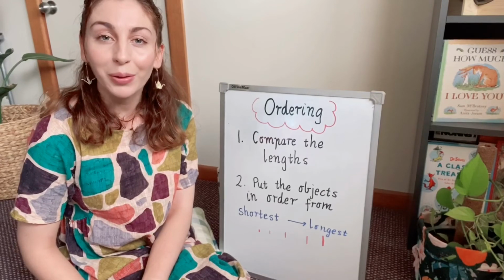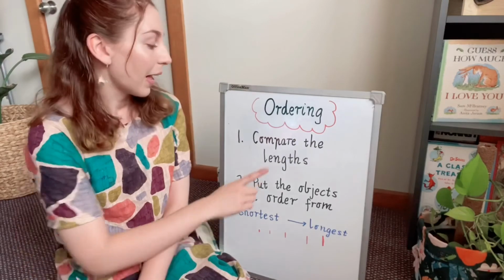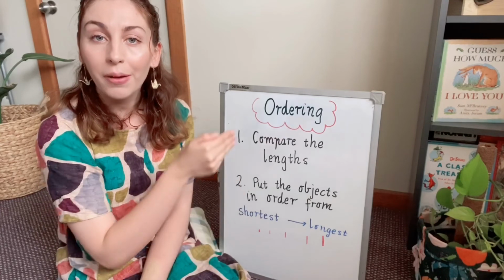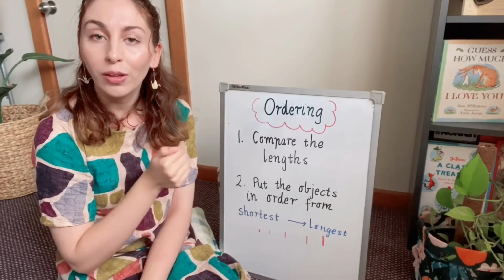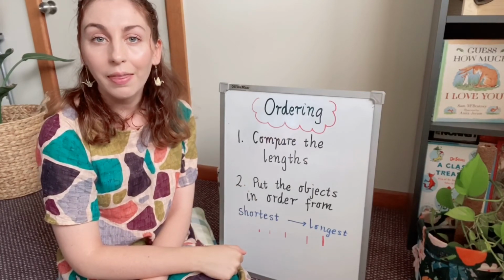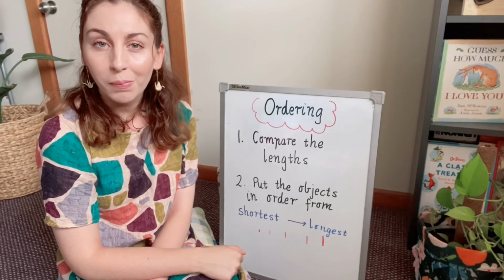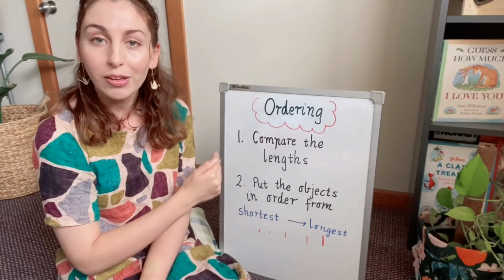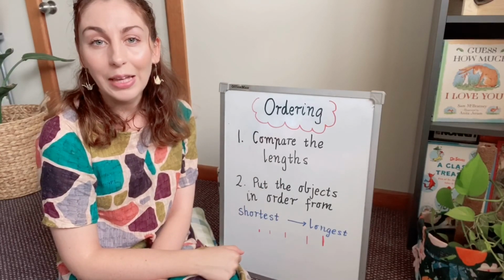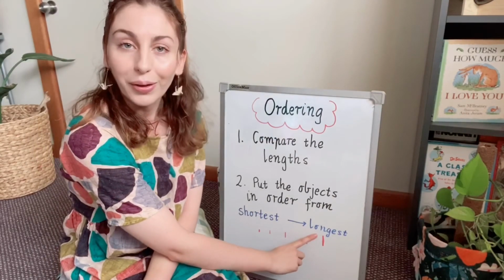Now it's your turn to have a go at ordering 3 objects. Find 3 different objects in your house and compare the lengths. Make sure that the ends of the objects are lined up along that start line so that you can accurately measure how long they are compared to the other ones. And then when you know which one's the shortest, which one's the longest, and which one goes in the middle, order them from shortest to longest, from left to right, and then draw them. If you like, you can also label the shortest one and the longest one.